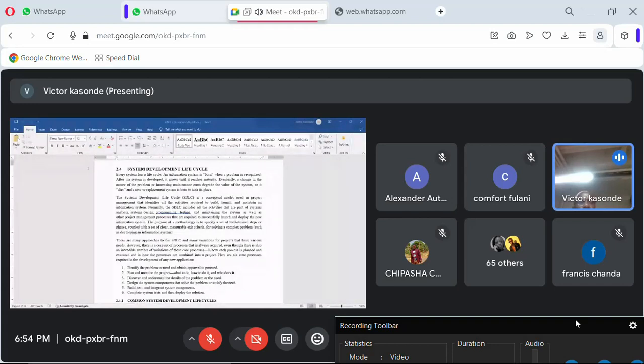This is a process of developing. For example, you are a programmer. These are the stages which you are supposed to follow when you are developing a system. So ensure that, if I made myself clear.